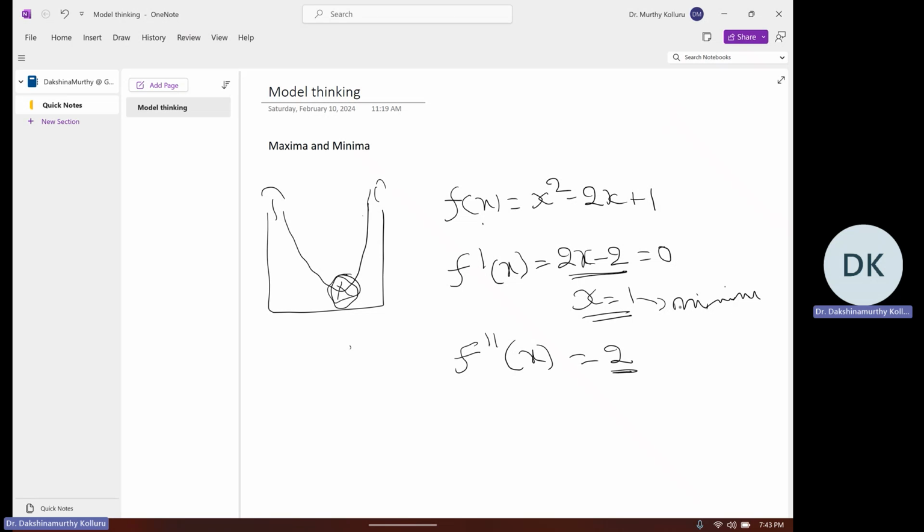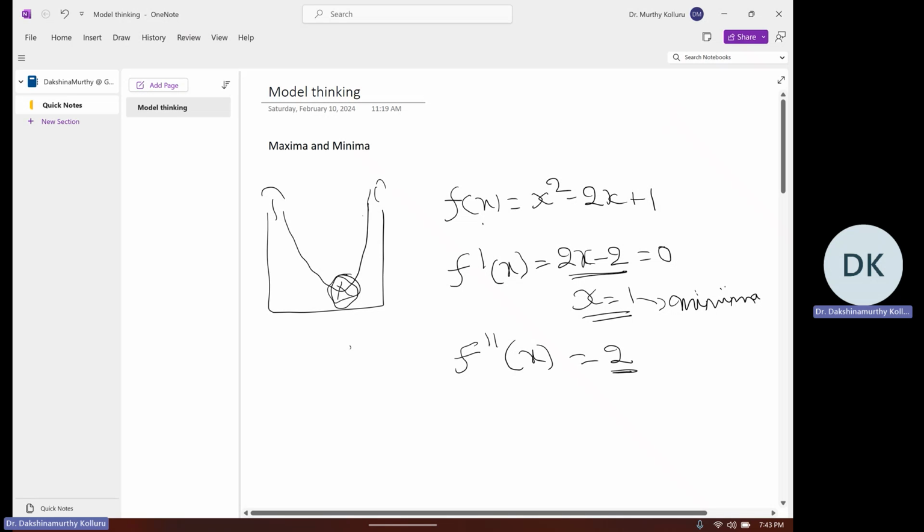Okay, let me write it nicely. Minima, maxima. That is the nicest that I can write. Anyway, this one you're already familiar with. But where things got really tough for you. Let me look at your notebook.